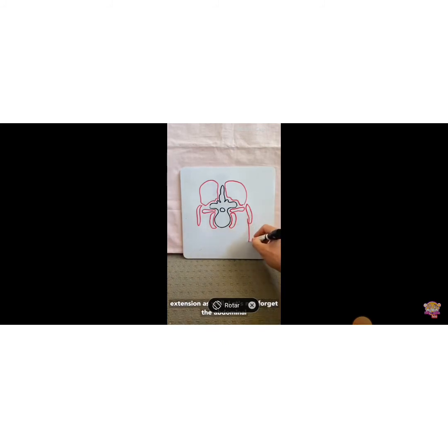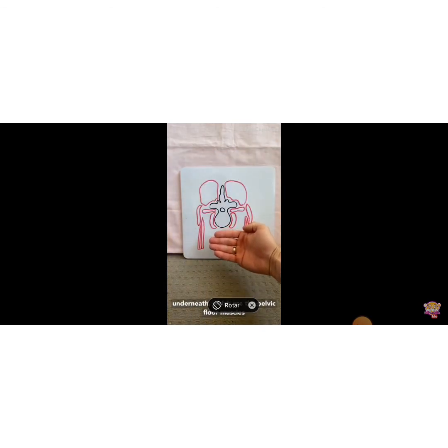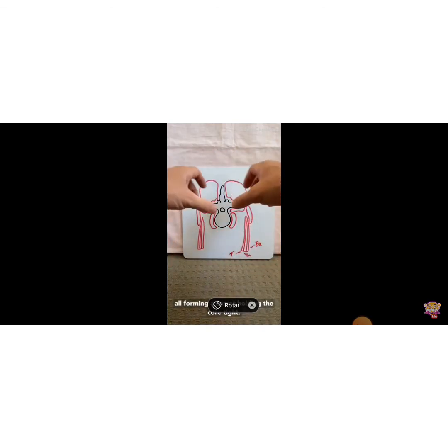Let's not forget the abdominal muscles, and there are three important abdominal muscles here. Starting from the outside, they are the external, internal, and transversus. They're important when it comes to breathing, but also moving the trunk, and they help prevent hyperextension. Now, we've only got the sides and the back here. We've got a muscle at the top called the diaphragm, and the muscles underneath, the pelvic floor muscles, which all form a corset holding the core tight.